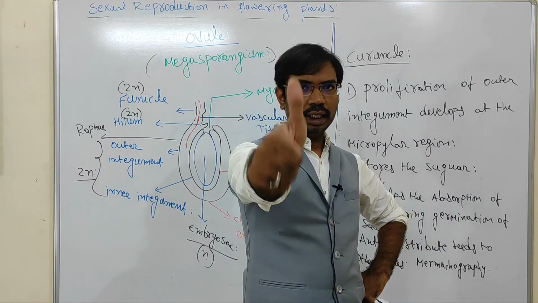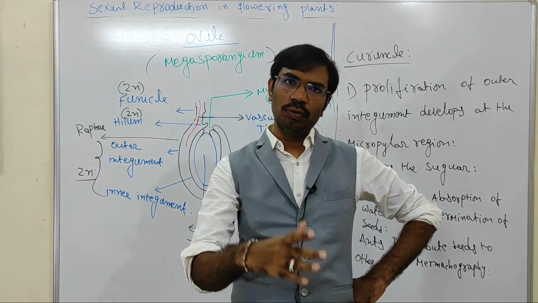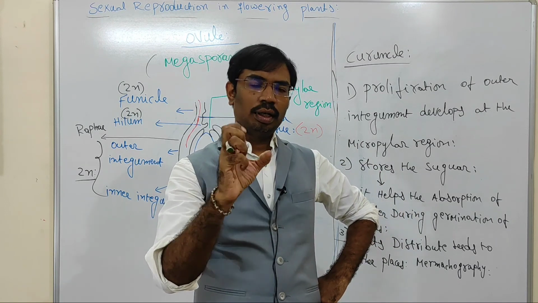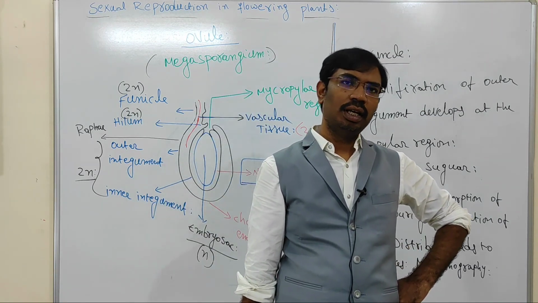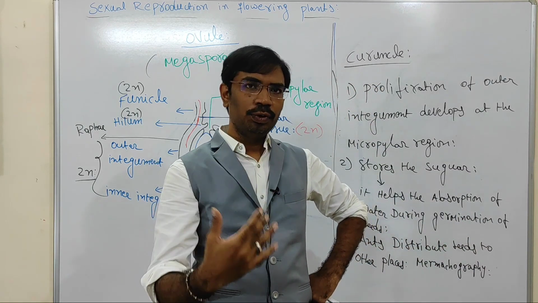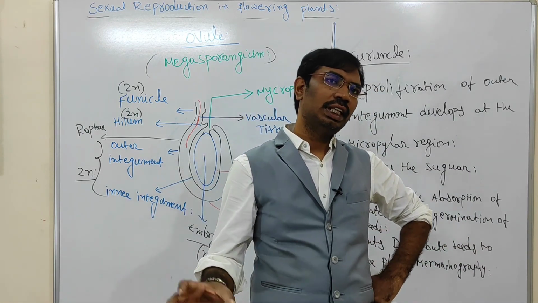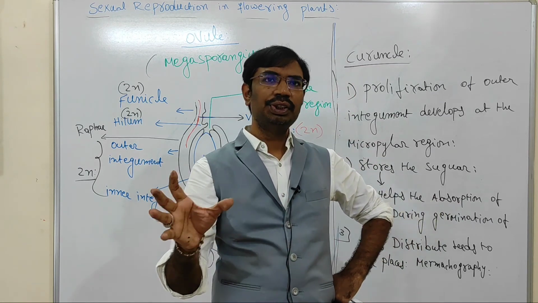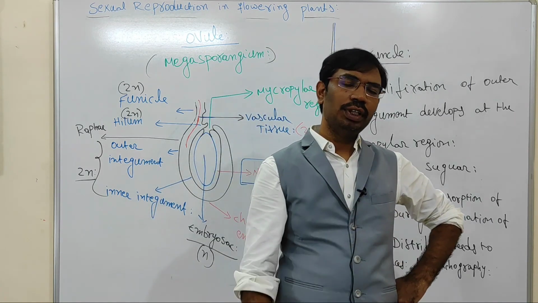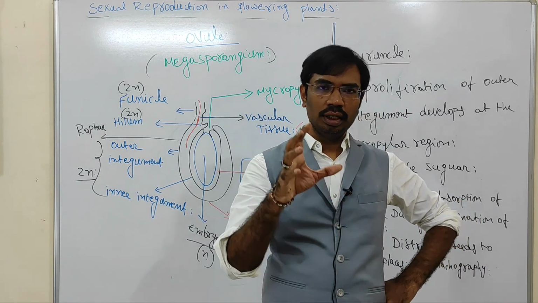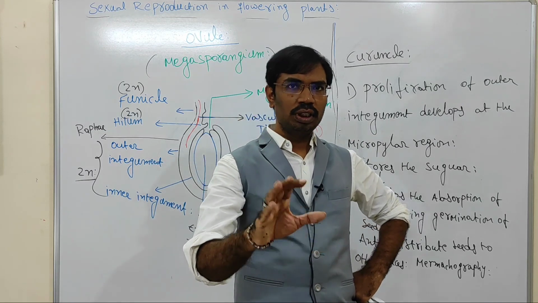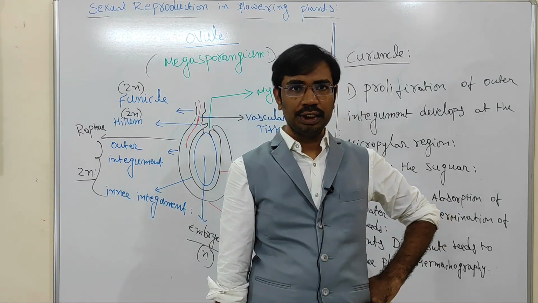We will meet in the next video, which is types of ovules. There are different types of ovules based on the position of the micropyle, hilum, ovary and funicle. Mostly the ovules are classified into different types based on the angle between the funicle and the body of the ovule. We will discuss this area in the next video.